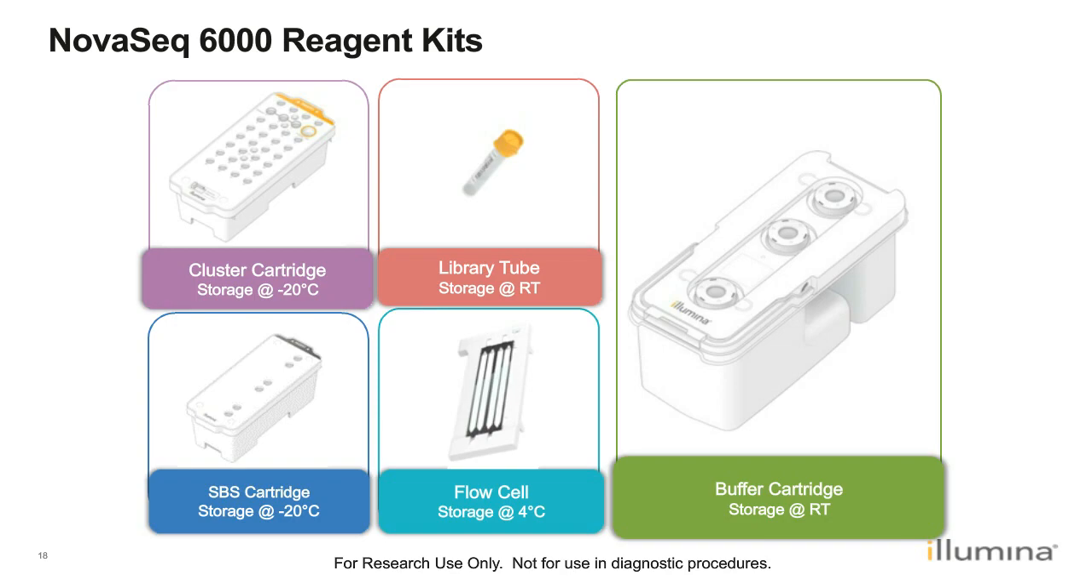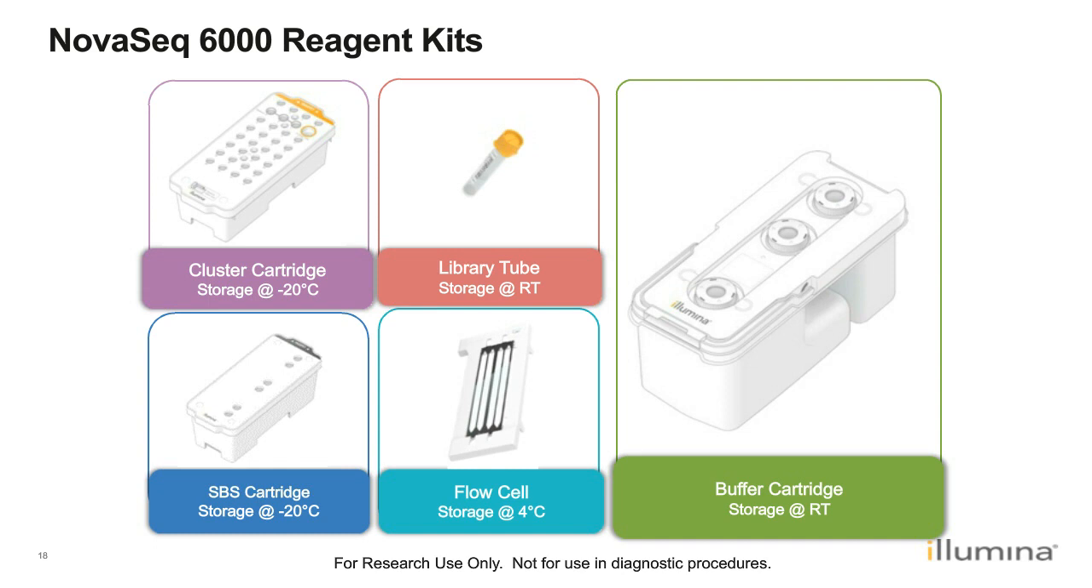So each NovaSeq kit comes with 5 items. You'll have your cluster and paired-end reagent cartridge, your SBS cartridge, your flow cell, library tube, and buffer cartridge. The cluster and SBS cartridges are stored at -20 until they're ready to be used. They're roughly the size of a MiSeq cartridge or a standard shoebox. The flow cell is stored at 4C, and it's about 1.5 times the size of a NextSeq flow cell.